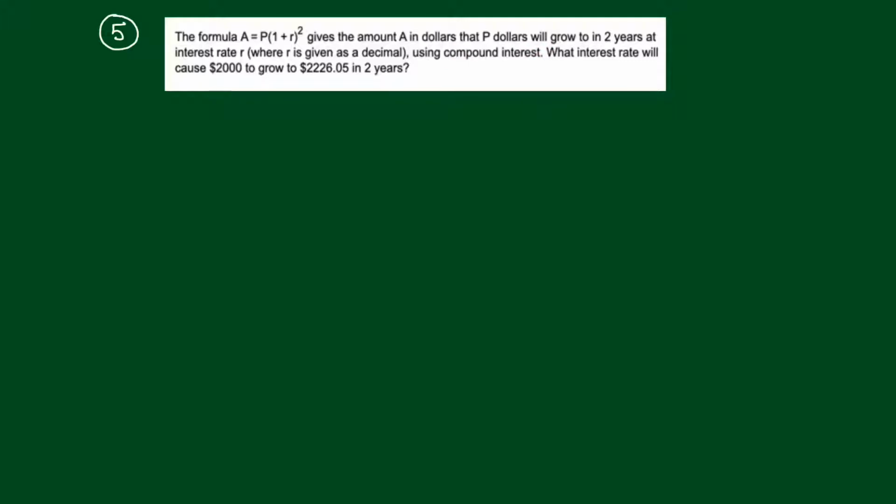Now what we want to know is this. What interest rate, we want to find R, right? We want to find R. What interest rate will cause $2,000 to grow to $2,226 in 2 years? All right, so we're given what interest rate, that's what we're trying to find, R, will cause 2,000, now that's how much we're putting in, that's going to be P, to grow to this amount, that's going to be the amount A.